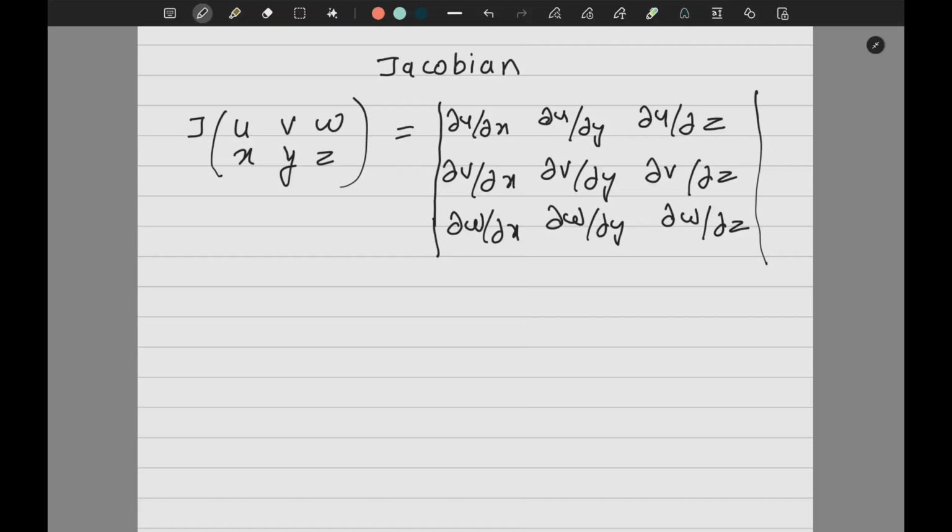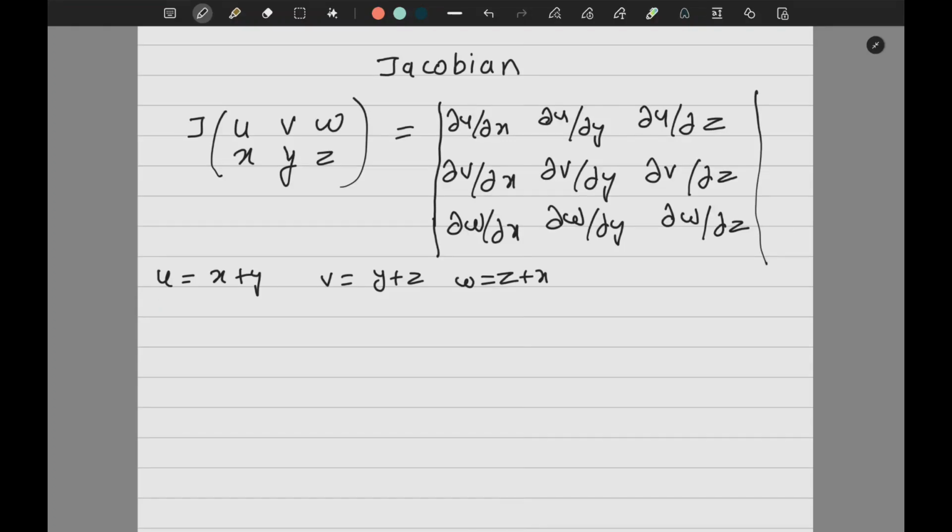If it is given in a reverse way, we can define the Jacobian in a reverse way also. In that case, suppose this X, Y, Z is on top and U, V, W is down. So this will be just reversed. Okay, let me give you one simple example. Suppose you have U is equal to X plus Y, V is equal to Y plus Z, and W is equal to Z plus X. So find out all the derivatives.